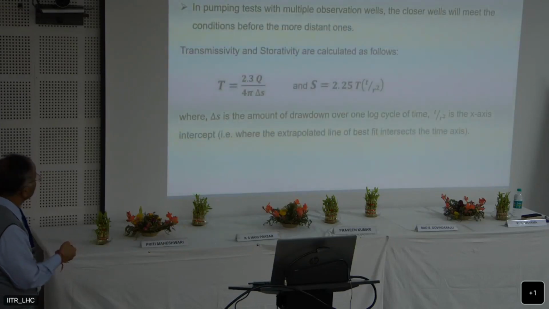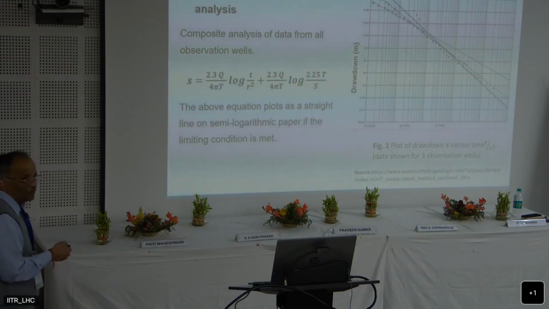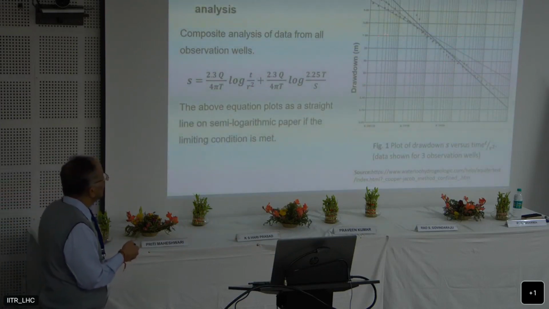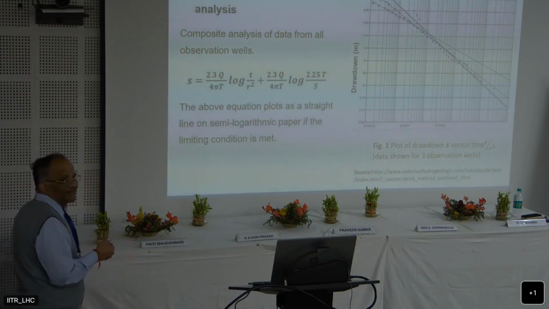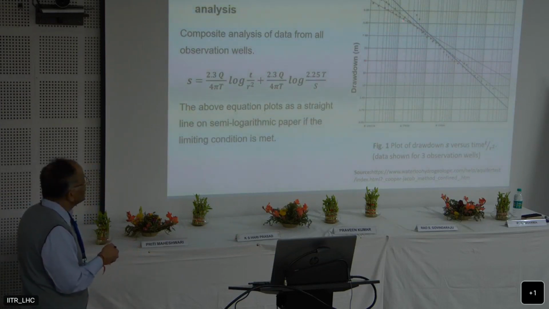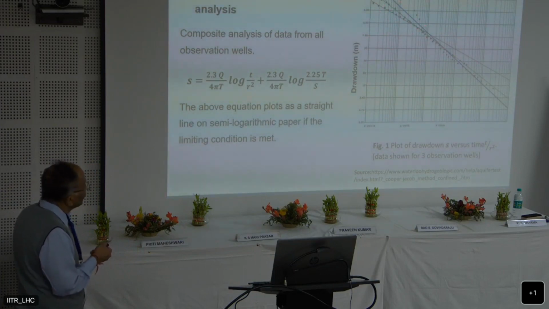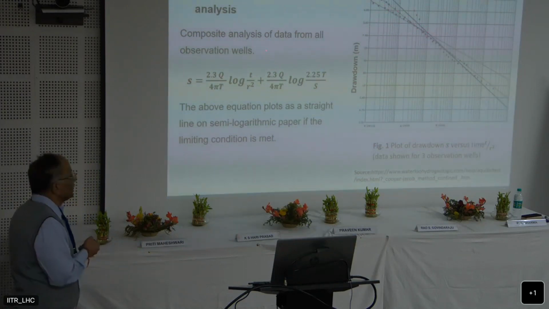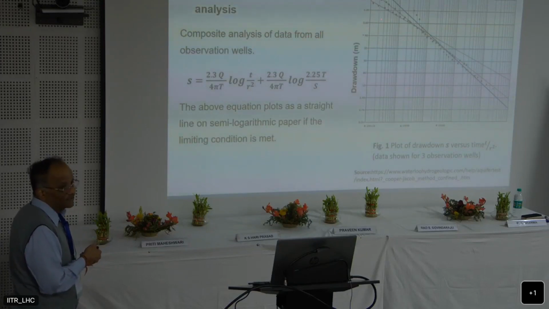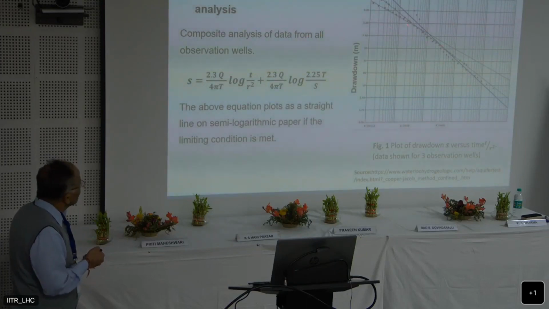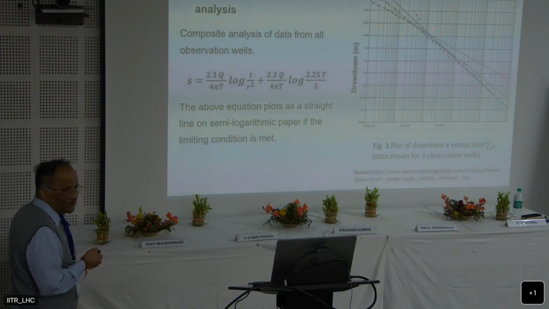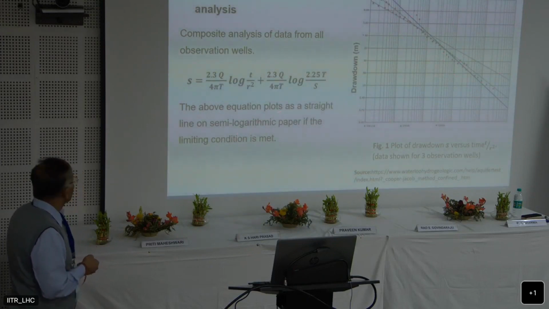So usually what happens is, because for u to be less than 0.01, our t should be a little longer. So the initial part will be deviating from this straight line, so we have to ignore that. We should not fit the straight line taking the initial points also, because at that point this Cooper-Jacob approximation is not valid. So you have to plot this straight line taking the later points. Okay, so then plot it.